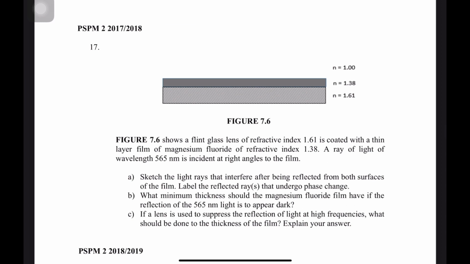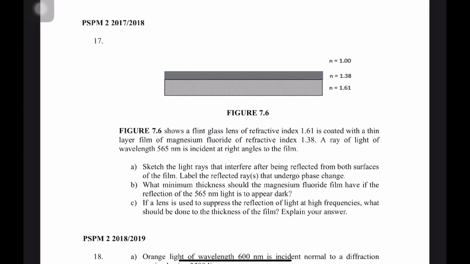Okay, and then question 17, you can see clearly figure 7.6, you have N of 1, 1.38 and 1.61. The number is increasing, so that means this one is in phase. Okay, I think that's it. I think that's enough for physical optic.